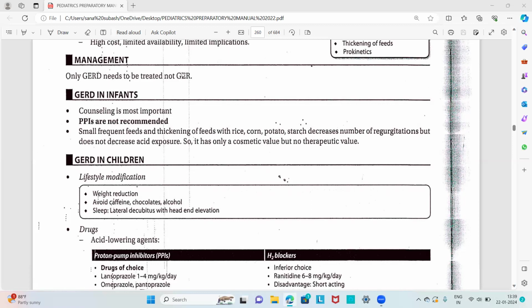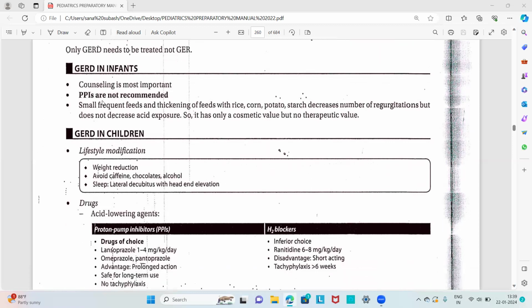It need not be treated, but gastroesophageal reflux disease needs to be treated. The treatment in infants and children varies. In GERD in infants, counseling is the most important, and proton pump inhibitors are not recommended in infants with GERD.